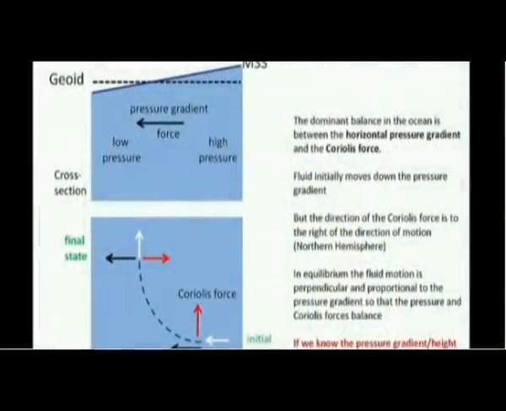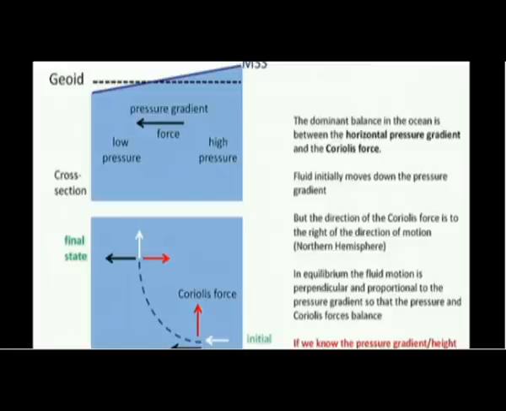Now, the ocean is very interesting because the dominant balance in the ocean is between the horizontal pressure gradient and another force called the Coriolis force. Someone talked today about how gravity doesn't really exist. Well, actually, the Coriolis force doesn't really exist. It's an apparent force that appears because we live on a rotating reference frame, which is basically the Earth.